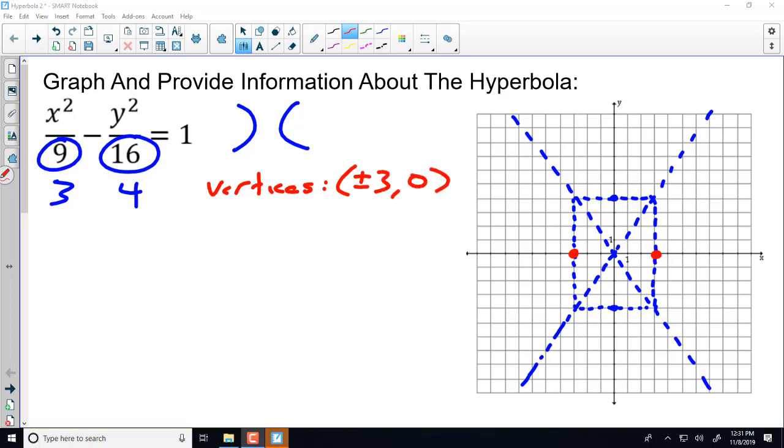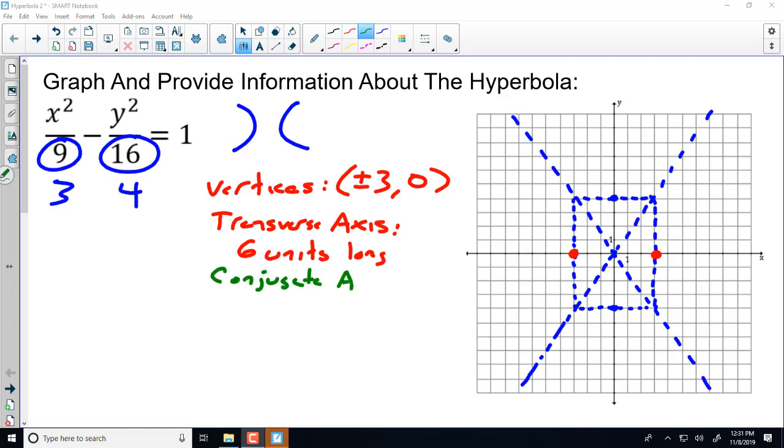The vertices are also the endpoints of what we call the transverse axis. So for this one, the transverse axis is going to be 6 units long. And the other way across the box is called the conjugate axis. So the conjugate axis for this one is going to be 8 units long. So there's no rule about which is longer, the transverse axis or the conjugate axis. In fact, they can even be the same length.